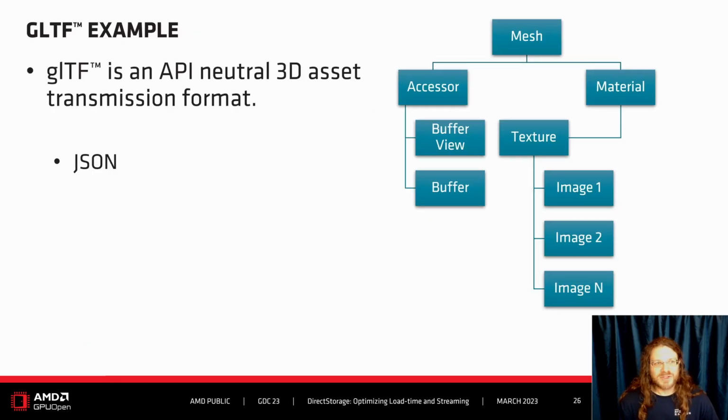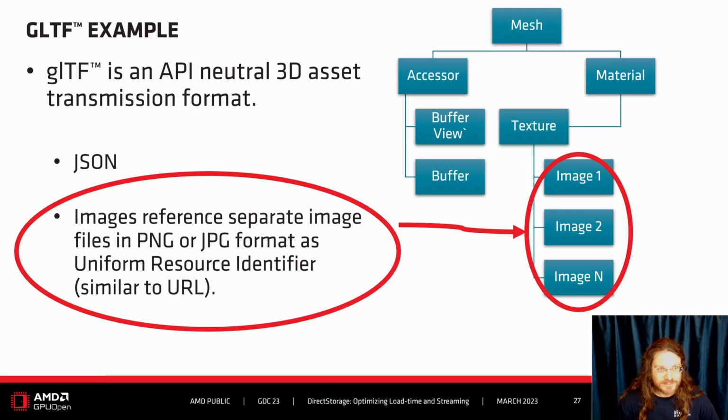So let's take, for example, the GLTF file format. The GLTF file format is an API-neutral 3D asset transmission format in JSON. It has a hierarchy, and in that hierarchy, we have our meshes, materials, and textures. And those textures are composed of various images. The images are stored in PNG or JPG format using uniform resource identifiers, which are very similar to URLs.